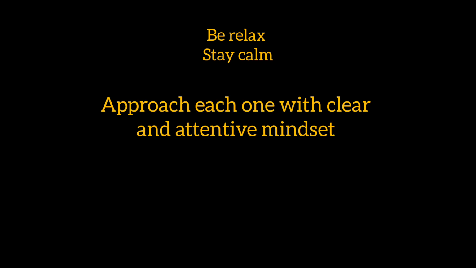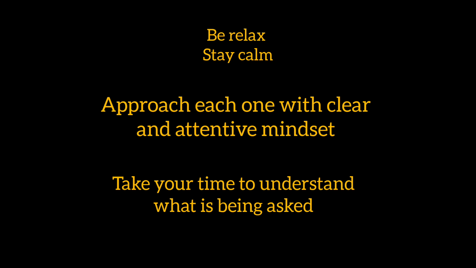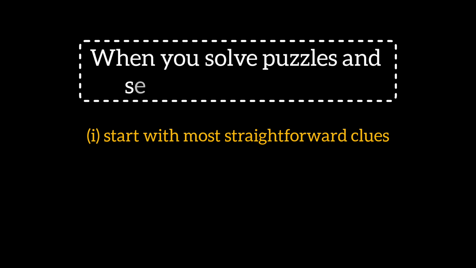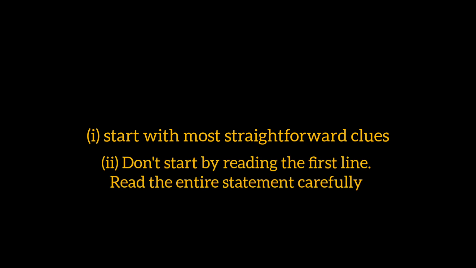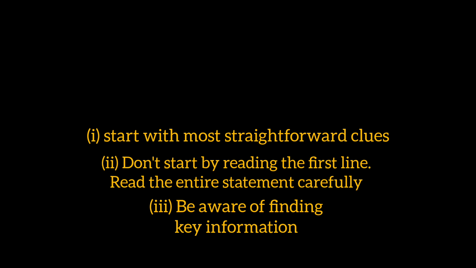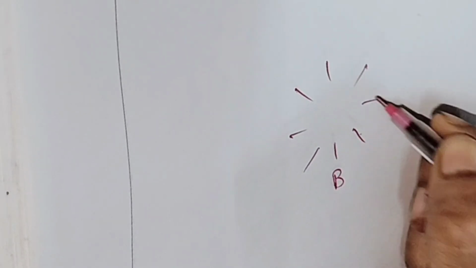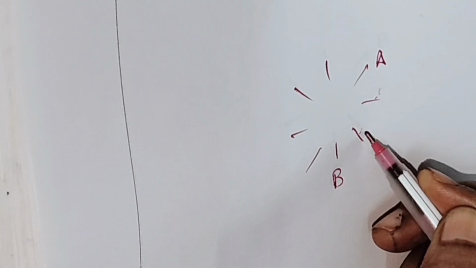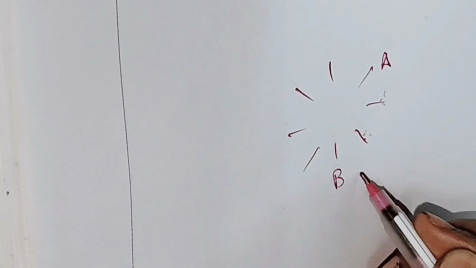So, be relaxed, stay calm, and approach each and every question with a clear and attentive mindset. Take your time to understand what is being asked. When you solve puzzles and seating arrangements, start with the most straightforward clues. Don't start by just reading the first line itself, because sometimes you find exact clues in the last line. That's why it's highly advisable to read the entire statement carefully, and be very aware of finding the key information. For example, A is third to the right of B means straight away you place A and B, but A is 3 places away from B means you have to consider there would be only 2 persons between A and B, right?